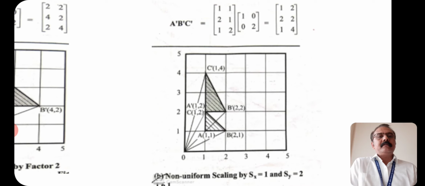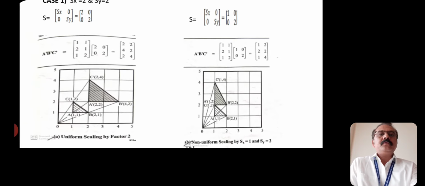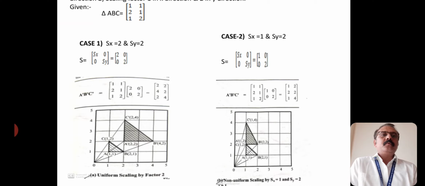Again graphically, if we observe, then the size of the triangle increases. That is non-uniform scaling. Sx is equal to 1, Sy is equal to 2.